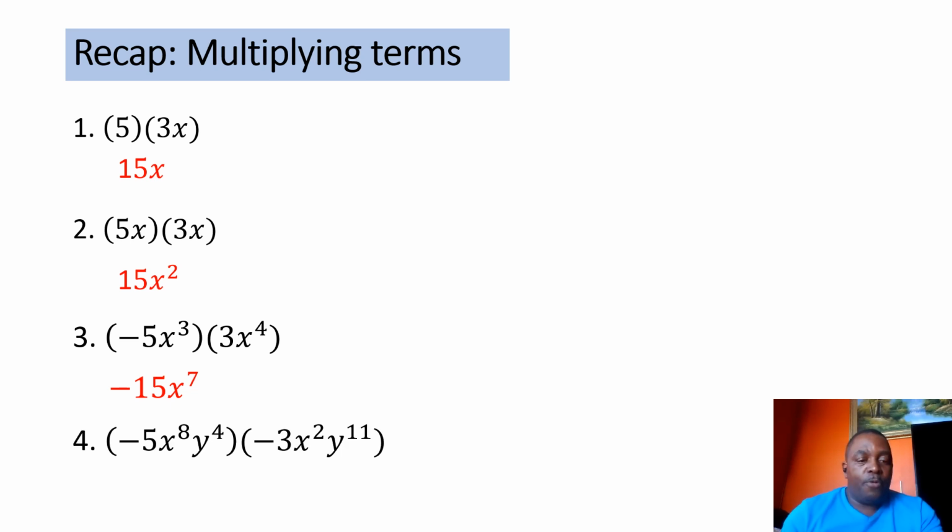And in number 4, just slightly more complex terms, but nothing changes. You still have to multiply the coefficients, but take note of the signs. Negative 5 multiplied by negative 3 gives us a positive 15. And then the x to the power 8 multiplies x to the power 2. The y to the power 4 multiplies y to the power 11. You really have to be clinical about this and make sure that you don't miss out anything. And the outcome is 15x to the power 10, y to the power 15.